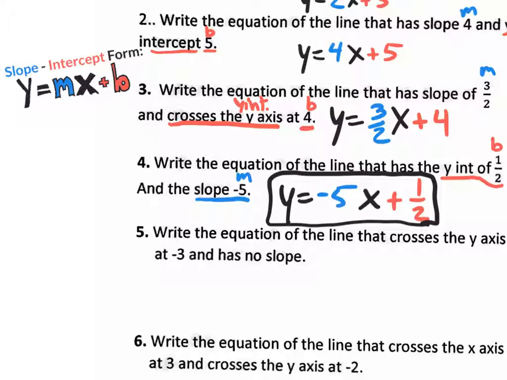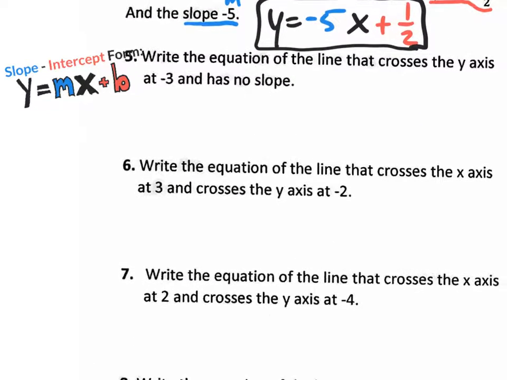Okay. Let's move on to number 5. Number 5 reads, write the equation of the line that crosses the y-axis at -3. Again, right there, crosses the y-axis, that's telling you y-intercept. That's telling you your b value. So -3 is your b value. And it says it has no slope. Interesting. So that means that the slope is 0 if it has no slope. And we already know that the b value is -3.